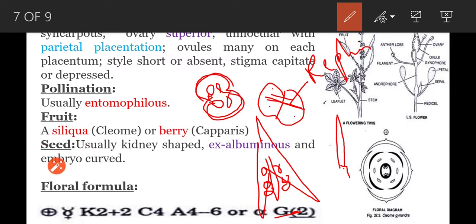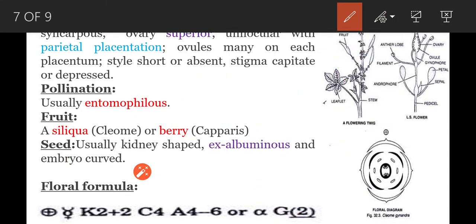Next, coming to seed. Seeds are generally exalbuminous. That means non-endospermic. Embryo is curved. Next, coming to floral formula. Here, bract is absent. See here, in the floral diagram, bract is absent, so that it is called ebracteate, EBR. And bracteoles are not there in the floral diagram, so that it is called EBRL.